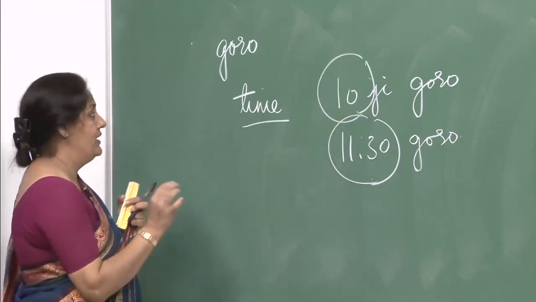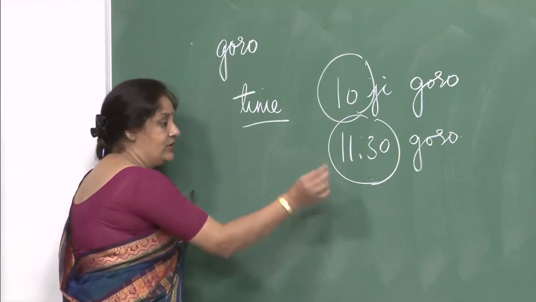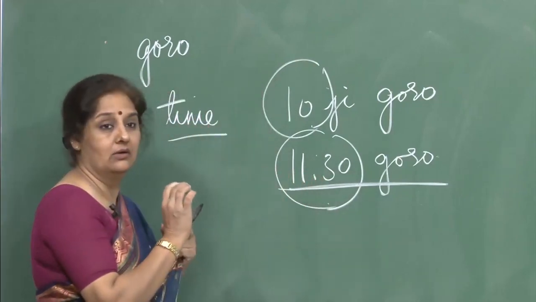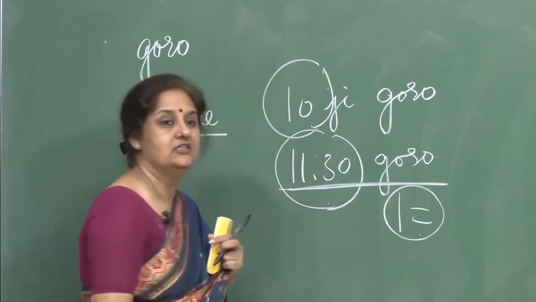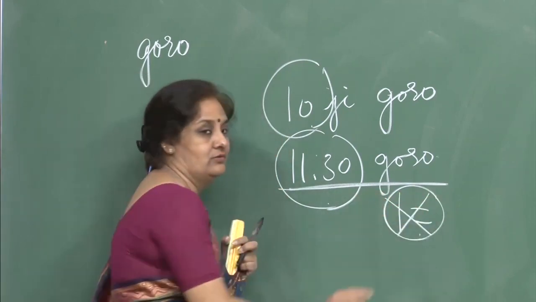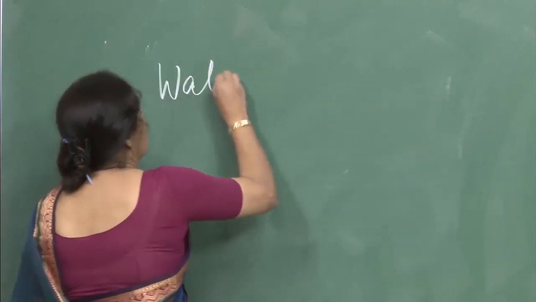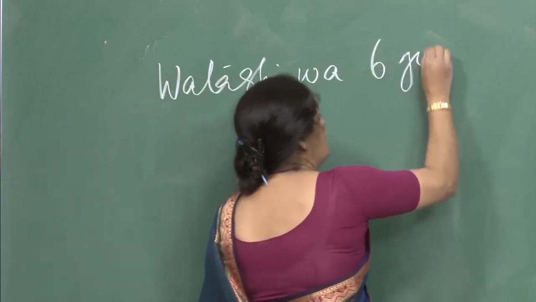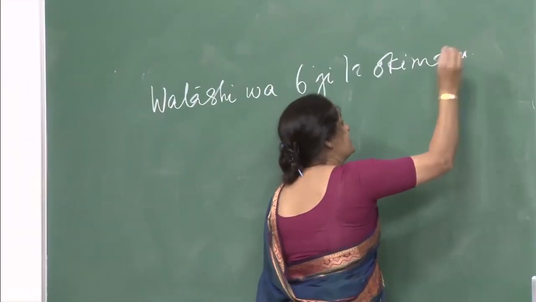Now, one important thing you have to remember with goro is, if goro is to be used with time like this, for example, juichiji han goro, then particle ni, which generally follows time, will not be used. For example, watashi wa rokuji ni okimasu.